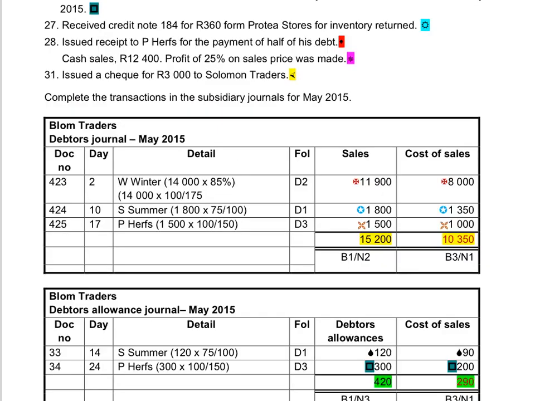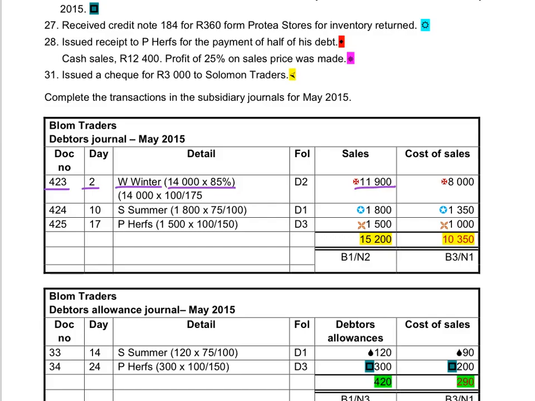In the debtors journal, we will first record the invoice number. The transaction was on the 2nd. We sold goods to W. Winter. And first of all, determine what is the sales price. So because we gave 15% discount, you can either say 14,000 times 15% and deduct the figure from the 14,000. Or you can say that we only received 85% of the 14,000, and that will give me 11,900.